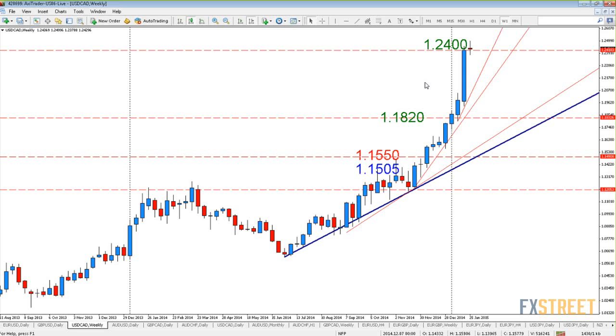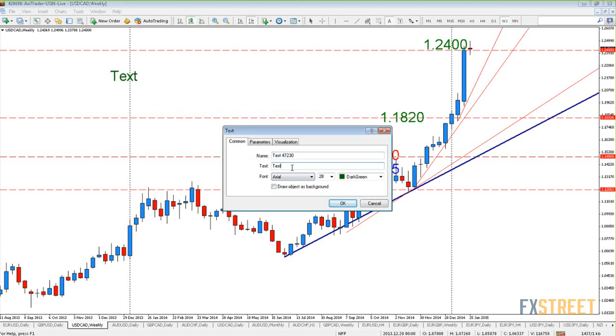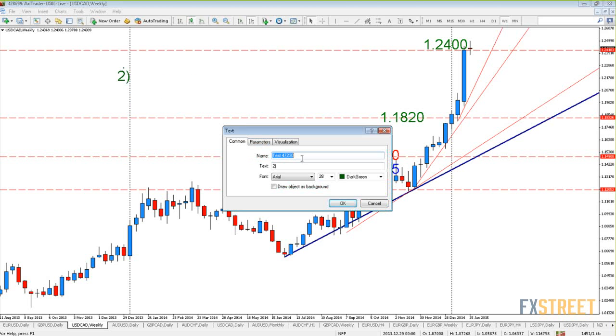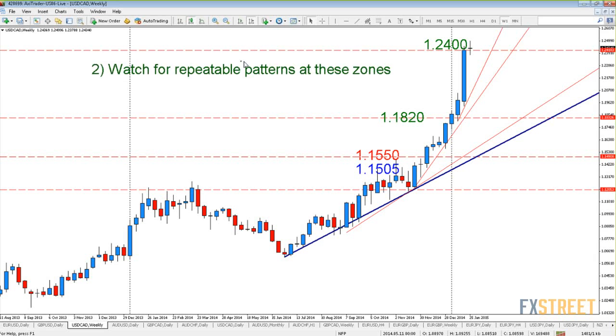All right, but here's what I want to drive home for you. This trade's over. We can't really do anything about it, but what we can do is look at principle number 2. And principle number 2, when we're trading off support resistance, is this. Watch for repeatable patterns at these zones. So we've already gone over how to draw the zones. Now what you want is a repeatable pattern at these zones.